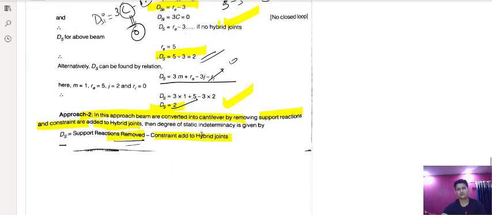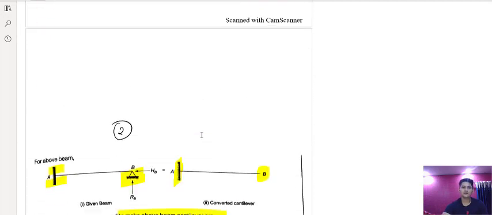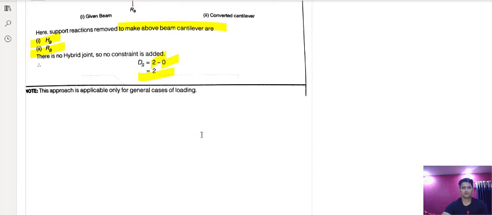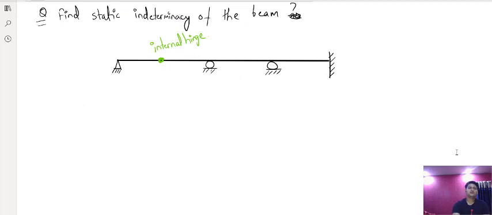So I hope you have understood both the concepts. Now we will take one example of a beam. The example says: find the static indeterminacy of the beam. The beam is given like this. It is supported here with a hinge support, this is a roller support, this is a roller support, and this one is a fixed support. So how will you calculate the value of ds?